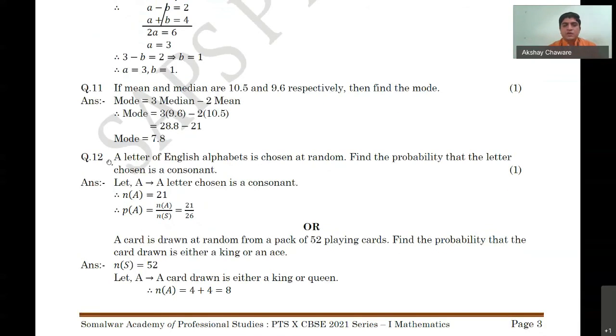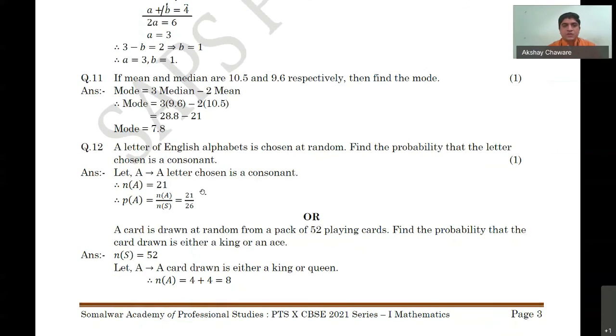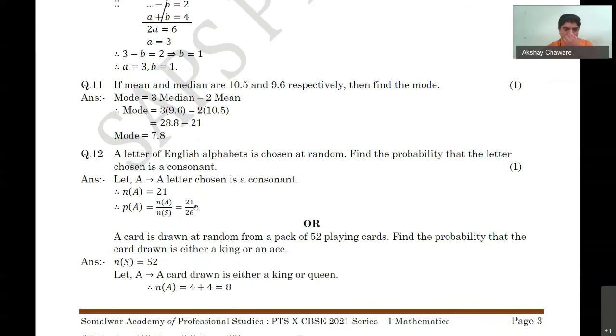In question number 12, a letter of the English alphabet is chosen at random. Find the probability that the letter chosen is a consonant. Now, we know there are 21 consonants in the English alphabet. P of A is equal to N of A upon N of S. It's a simple probability question. So 21 by 26.